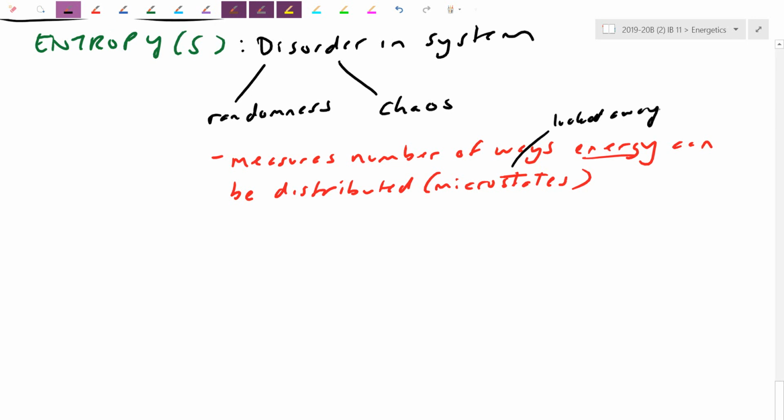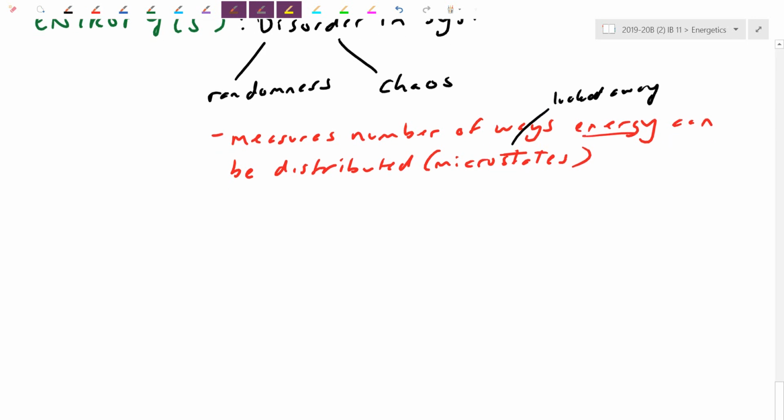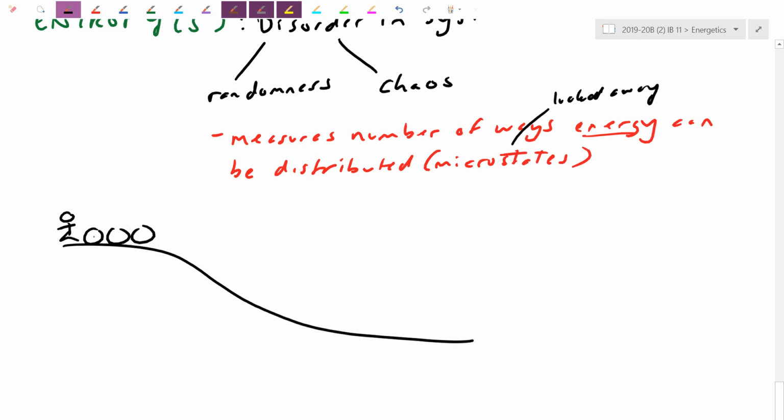So let me just start off with a quick analogy here. Let's imagine I was standing on the top of the hill. So here's me. Let's imagine I had 3 basketballs, and I had these basketballs here painted.